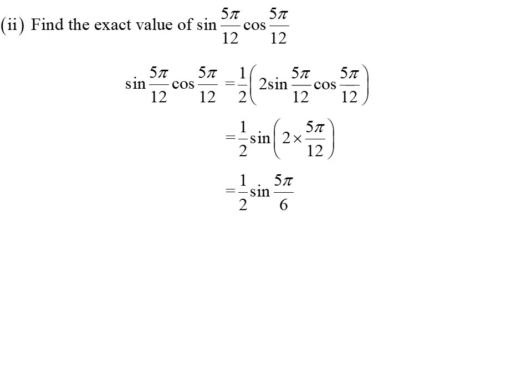It's in the second quadrant. Sine's positive. The acute angle is pi on 6, and I always go back to the degrees in my head for some reason. So sine 30 is a half. So we get half times a half, a quarter.